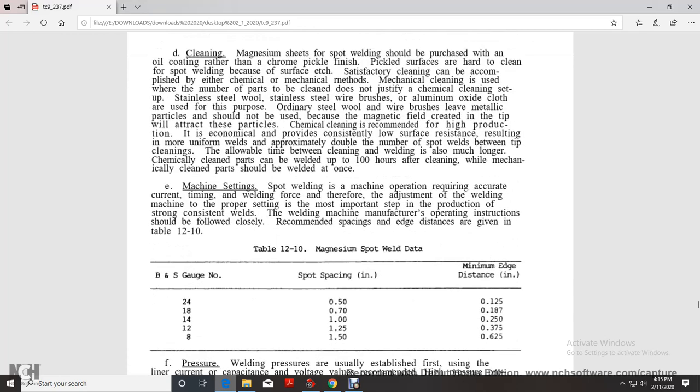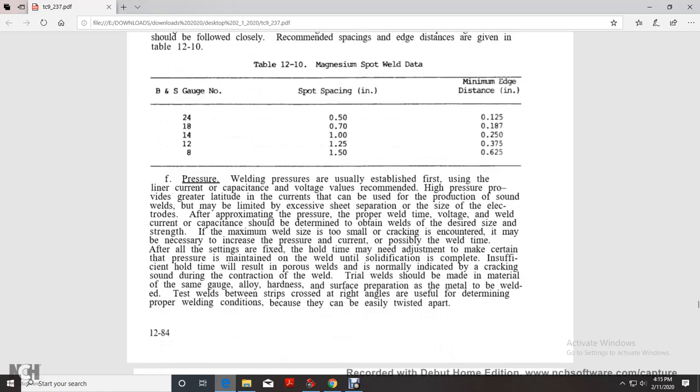Machine setting. Spot welding machine operation requires accurate current, time, and welding force, and therefore adjusting the welding machine with the proper settings is the most important step of production. For strong, consistent welds, the welding machine manufacturer's operating instructions should be followed closely. Recommended spacing and edge distances are given in table 1210.